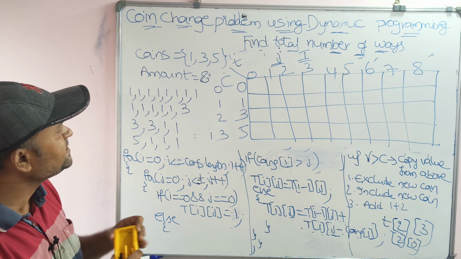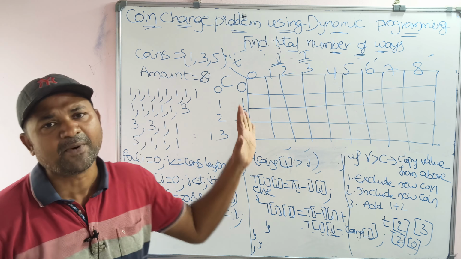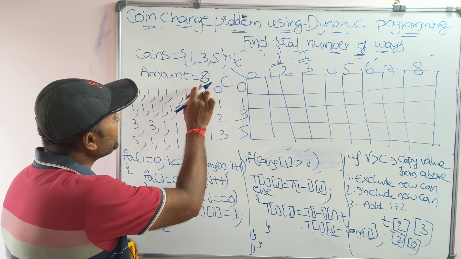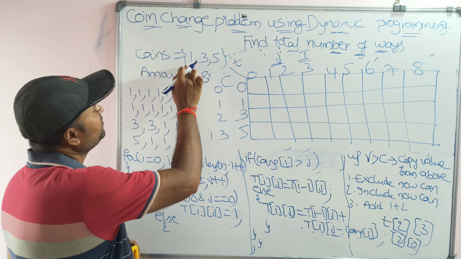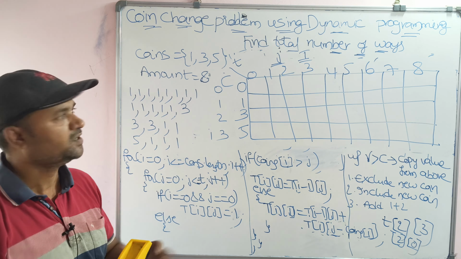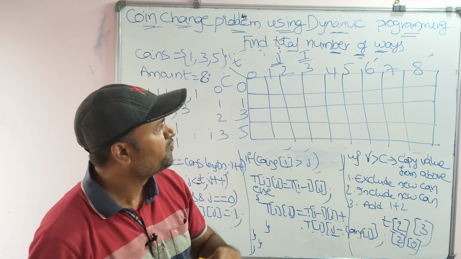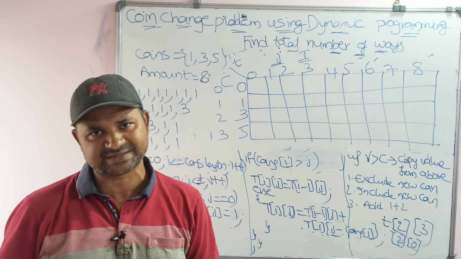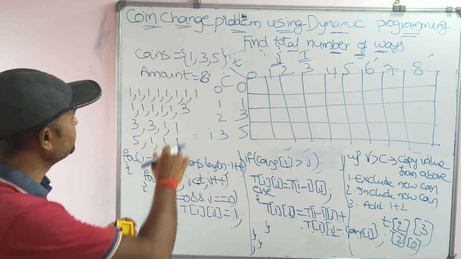Our target is in how many ways we can make the amount 8 with the help of 1, 3, 5 coins. So here the problem is to find the total number of ways. Let us see the solutions.